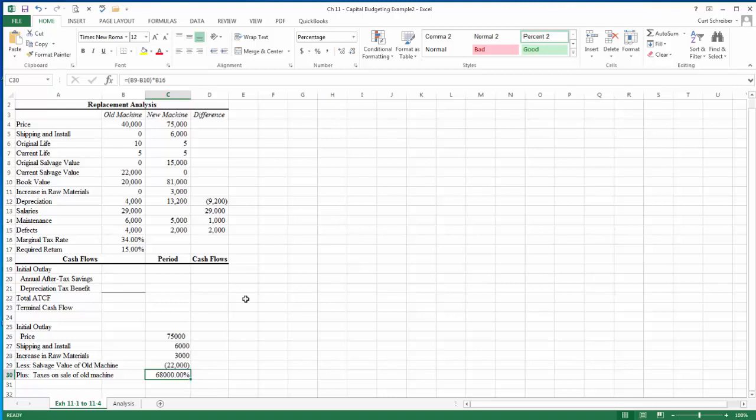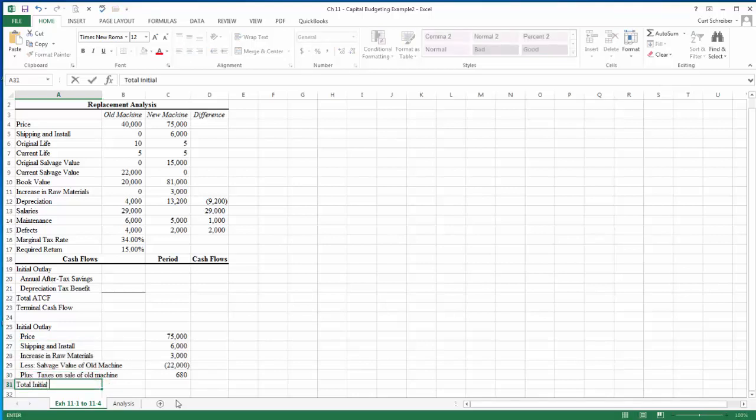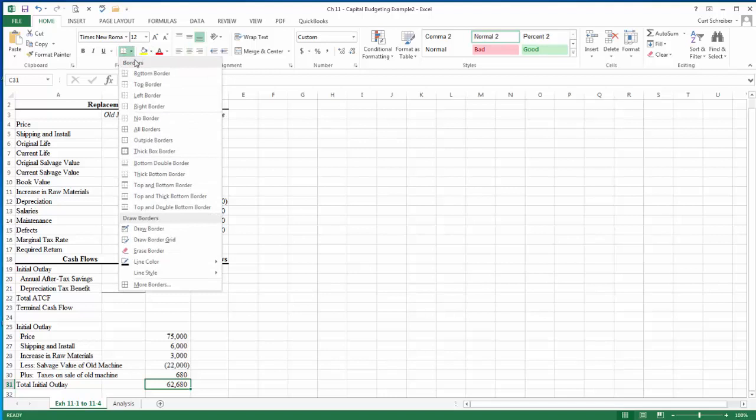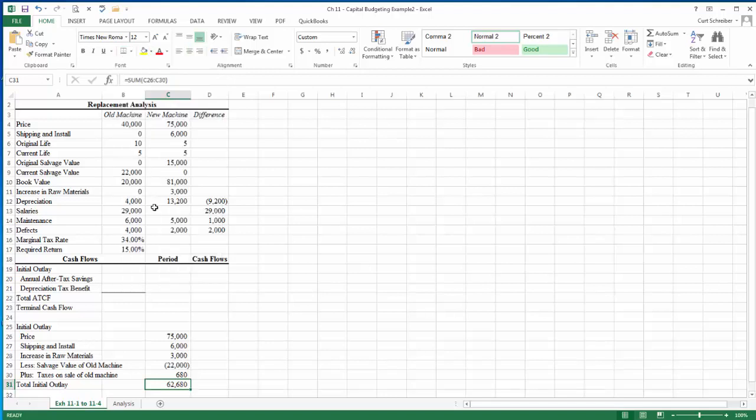Now let me go ahead and change all of this to comma formatting and reduce the number of zeros. Now I'm going to indent these items all at the same time, and so now we can say the total initial outlay is equal to all of these items of $62,680. Let's go ahead and add a little additional formatting, maybe the top and bottom border, and there we have it. Okay, so our initial outlay is $62,680.